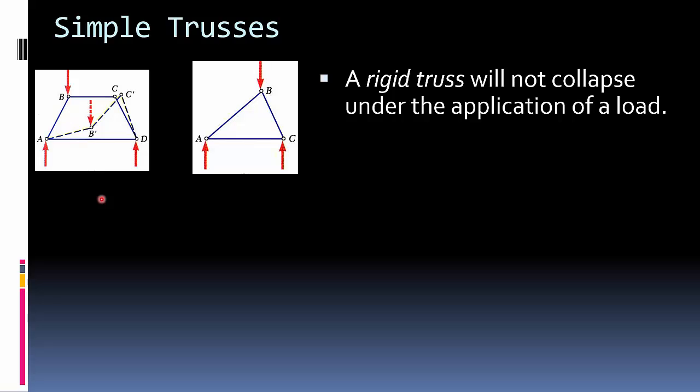A rigid truss will not collapse under the application of a load, right? So here you have this thing. You put loads on here and it's not going to deform, right? Whereas if you have this truss, you start putting a load on here. Remember, these are pins. These don't resist moment, so everything's going to start moving. Okay, fair enough. So what is a simple truss?